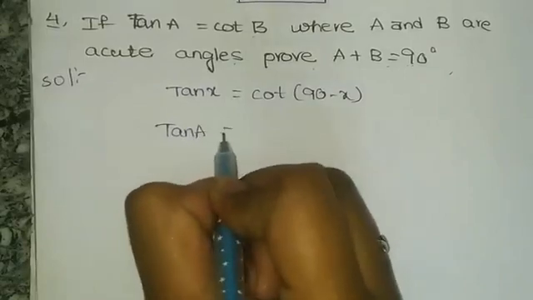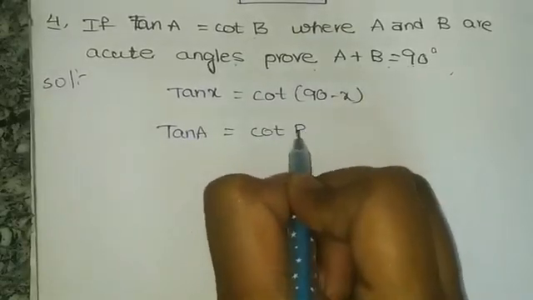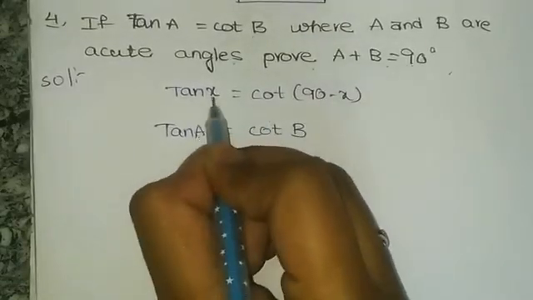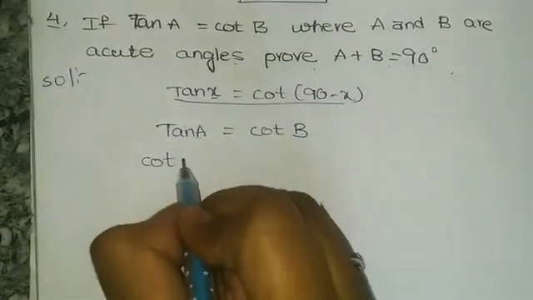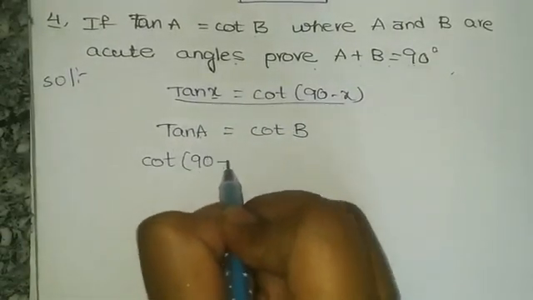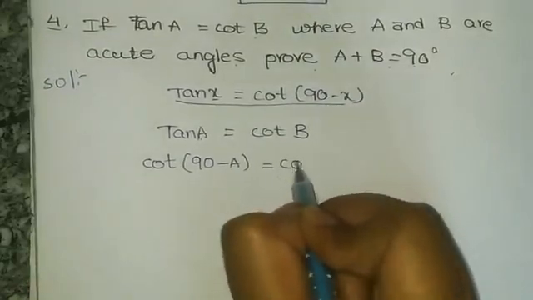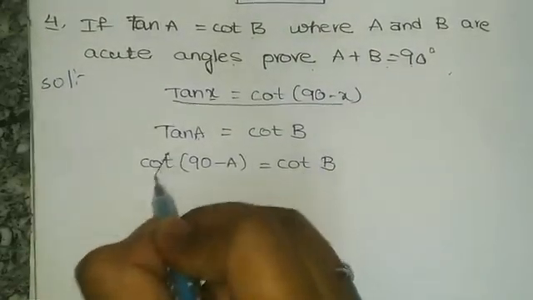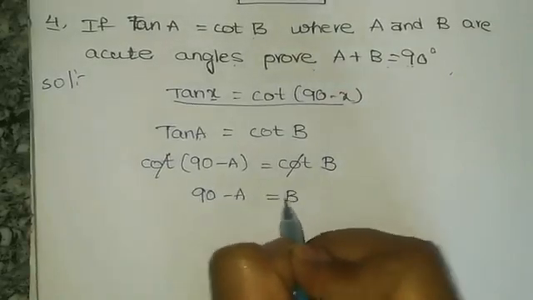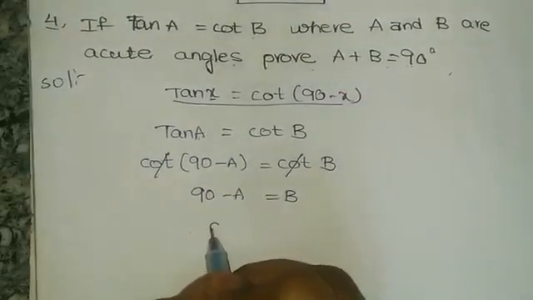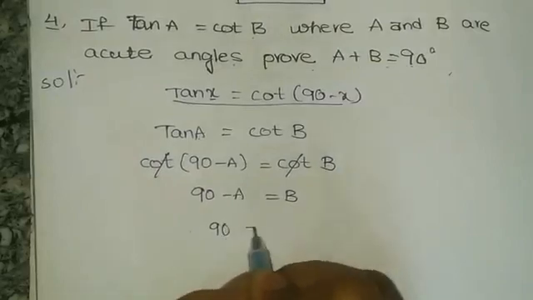Cot gets cancelled. 90 minus A is equal to B. So 90 is equal to, it will become plus, B plus A. A plus B is equal to 90. So I can write A plus B is equal to 90 degrees, which we have to prove.